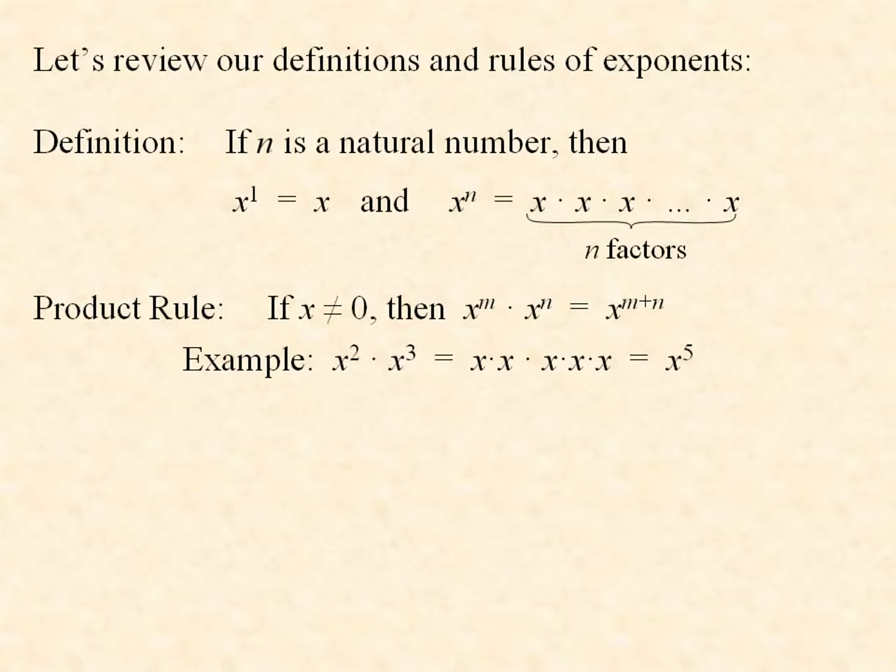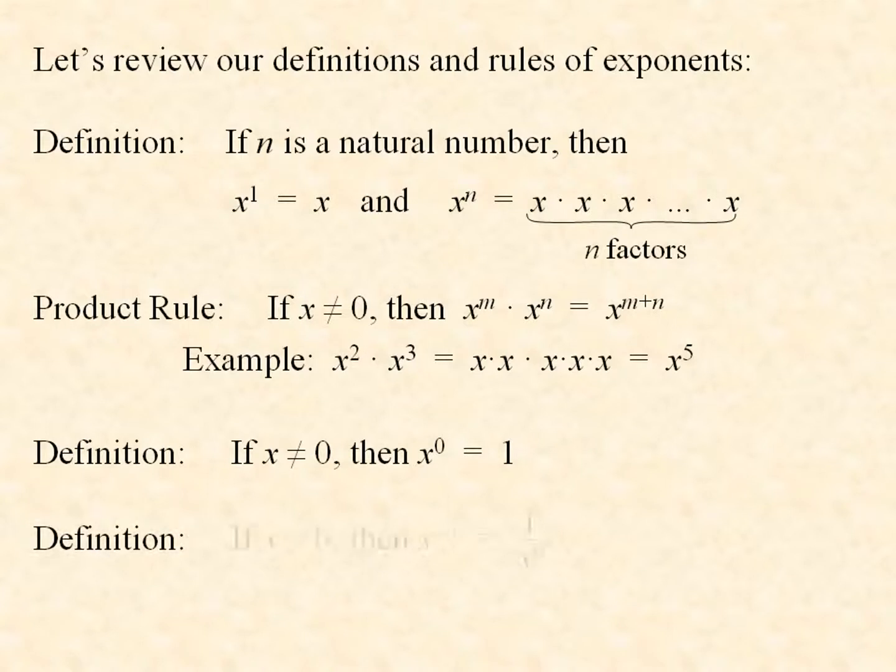Here we can see why that must be true. X squared is x times x, and x cubed is x times x times x, and so we have 5 x's multiplied. We add the exponents. Remember this definition. If x is not 0, then x to the 0 power is 1. And a similar definition, if x is not 0, then x to the negative n power is 1 over x to the n.